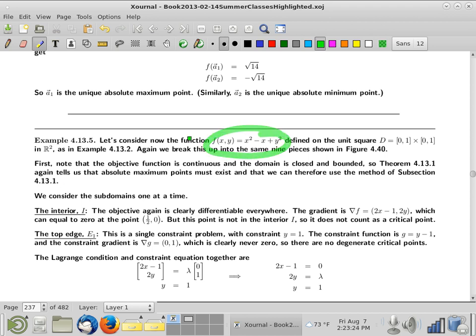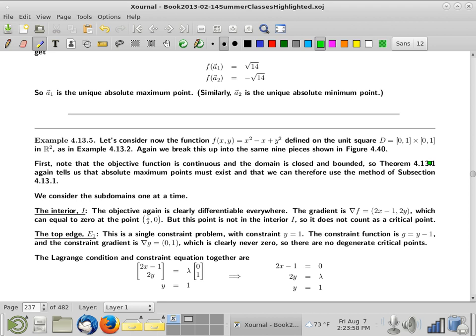There's our objective function and our domain, the unit square, and let's see, what can we conclude about whether we can find a global maximum? So the very first thing I'll observe is that the objective function is continuous, the domain is closed and bounded, and so by our theorem that we discussed earlier in this lecture, that means that the absolute maximum point, at least one, must exist, so it's out there somewhere, and we can proceed with our subdomains argument.